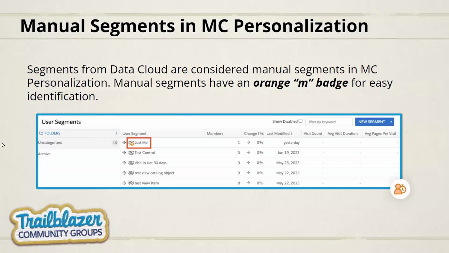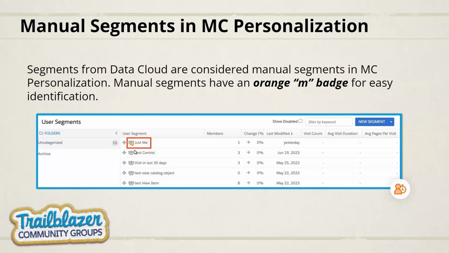Again, that manual segment is then added into MCP. And that MCP segment comes through. It looks exactly like we talked about before. And again, the orange M badge is easy for identification. But here's another best practice tip to add on top of it.